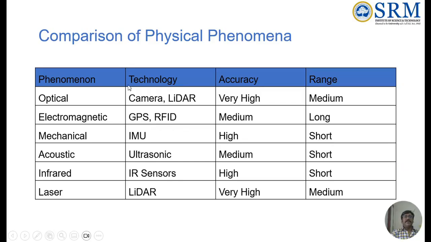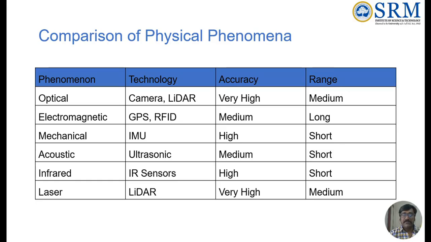So making the comparison of the physical phenomena, phenomena like optical, magnetic, mechanical, acoustic, infrared, and laser each have some technological aspects, accuracy, and ranges. Very high accuracy is given by the laser, but only a medium range. Long range is given by electromagnetic radiation. And for the mechanical and other aspects, you only find a short range.